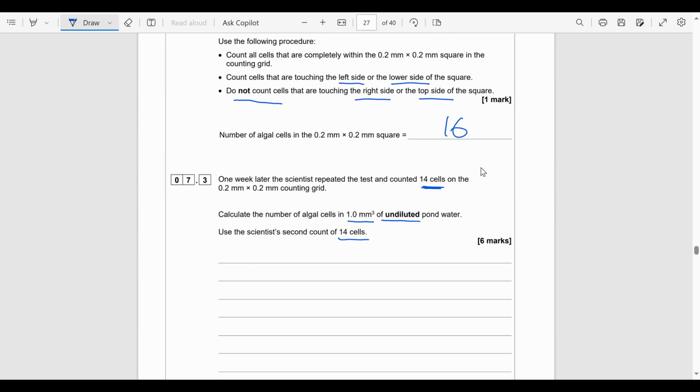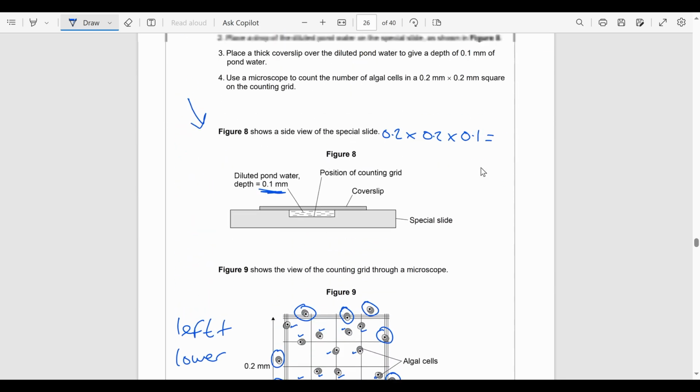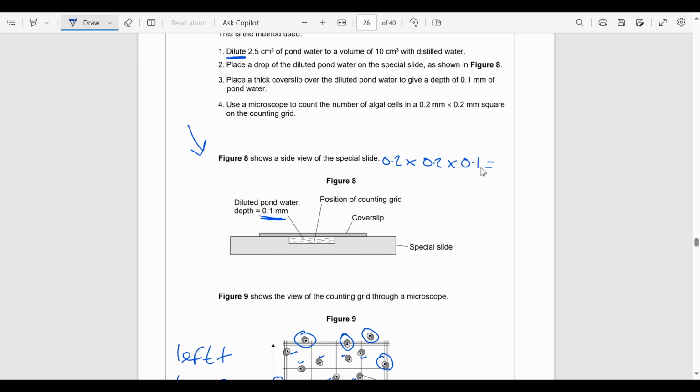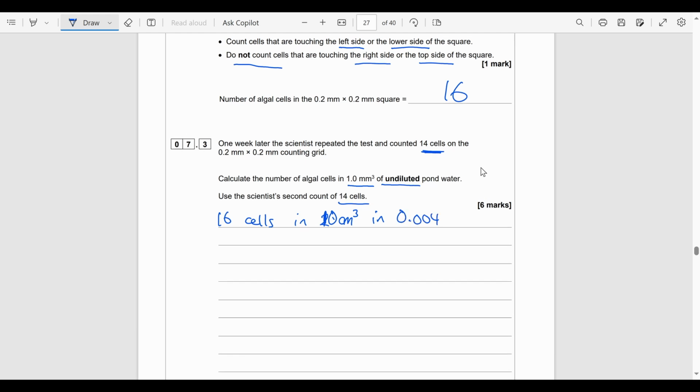So in simple terms, what we've got now in our question before 7.3, we had 16 cells in 2.5 centimeters cubed, diluted up to a volume of 10. So realistically, it was 10 centimeters cubed, which is the diluted. But that was also in a volume of 0.2 times 0.2 times 0.1. So that should be a volume of 0.004 millimeters cubed.